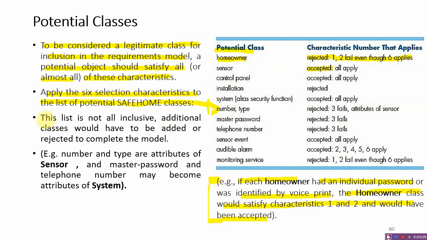This list is not all inclusive. Additional classes would have to be added or rejected to complete the model. For example, number and type are attributes of sensor. They cannot be classes. And master password and telephone number may become attributes of the system.